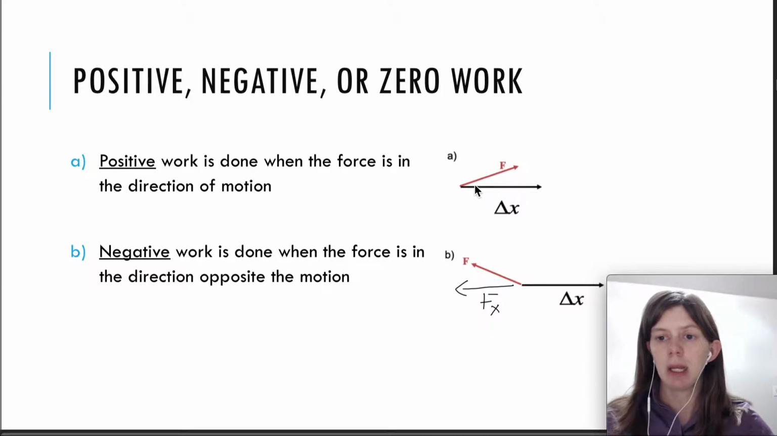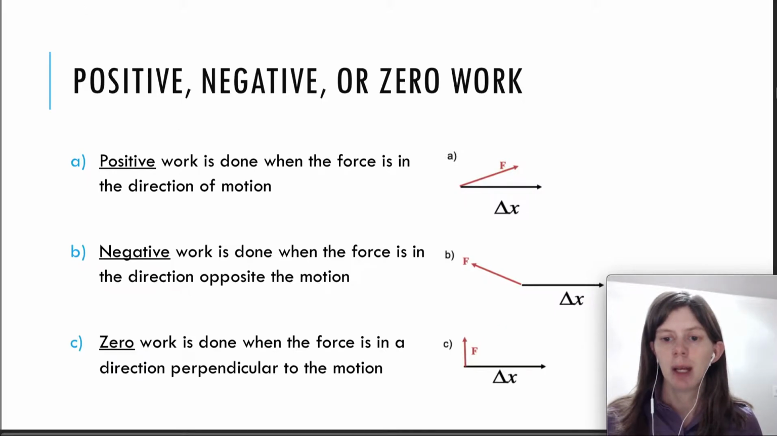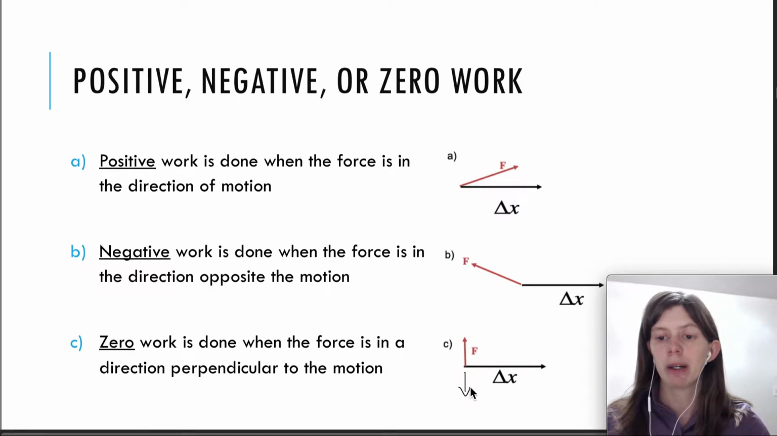In part A here, it was the x component of that diagonal force that was in the same direction as x. And then the last thing is, how do we know if a force does not do any work on an object? The best way I can think of it is that there's no work done by that force if the force is perpendicular to the motion. The force can be perpendicular up here or perpendicular down. Since the motion is to the right, that force is perpendicular, it doesn't do any work.